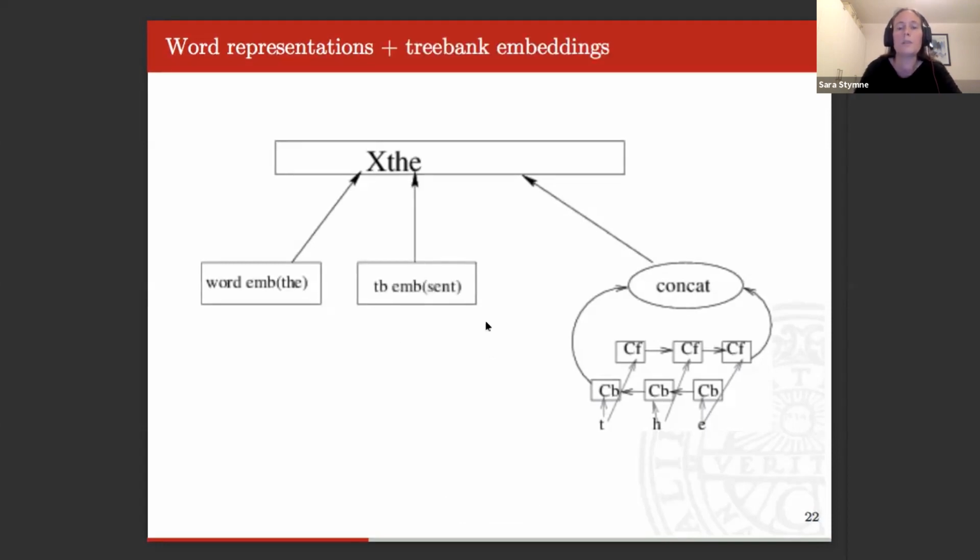And then for cross-lingual models, we also add this treebank embedding. So for each word, it knows which treebank the sentence came from. And if we just use one treebank per language, this boils down to a language embedding. And it's also possible to set it to that.